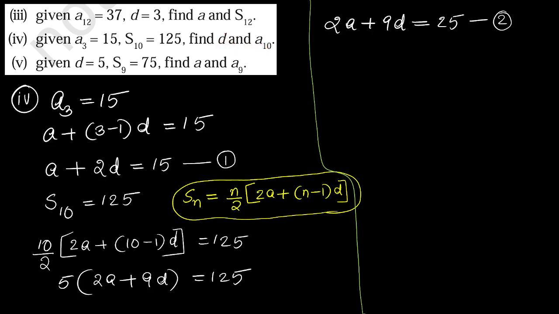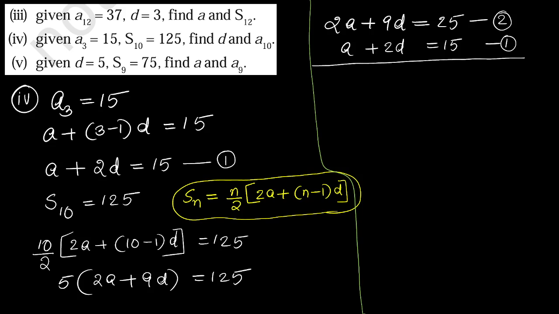I got 2 equations. Let me write equation number 1 below the second equation. Is that okay? I have already got equation number 1. Equation 1 is a plus 2d equal to 50. I have already got that equation.